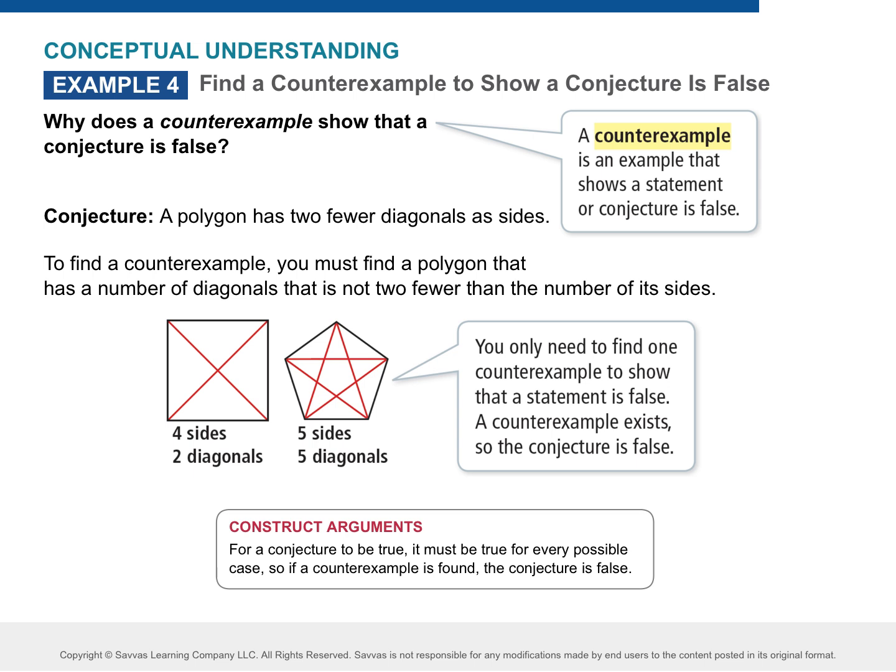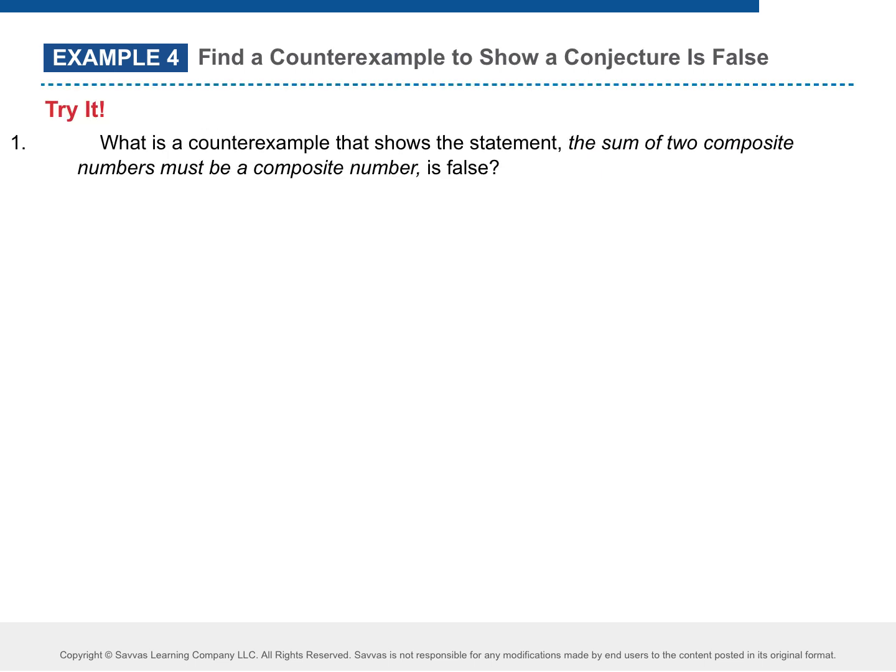Does anyone have any idea? So let's look at an example. We're going to jump right into it. Example 4. Okay? It tells you here, find a counterexample. So this is telling you that there is for sure a counterexample we can find. Okay, let's break this down. The sum, what does sum mean? Total, add. Add, yep. The sum or addition of two composite numbers.